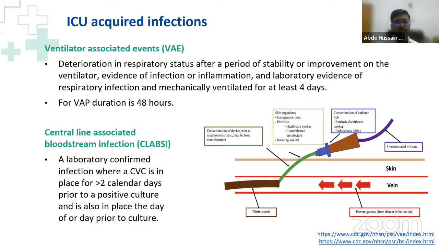So what are the ICU-acquired infections? First are ventilator-associated events, and the terminology more commonly used is VAP, ventilator-associated pneumonia. It is a deterioration in respiratory status after a period of stability or improvement on the ventilator, with evidence of infection or inflammation, radiological or from a lab investigation, and laboratory evidence of respiratory infection, in a patient mechanically ventilated for at least 4 days.